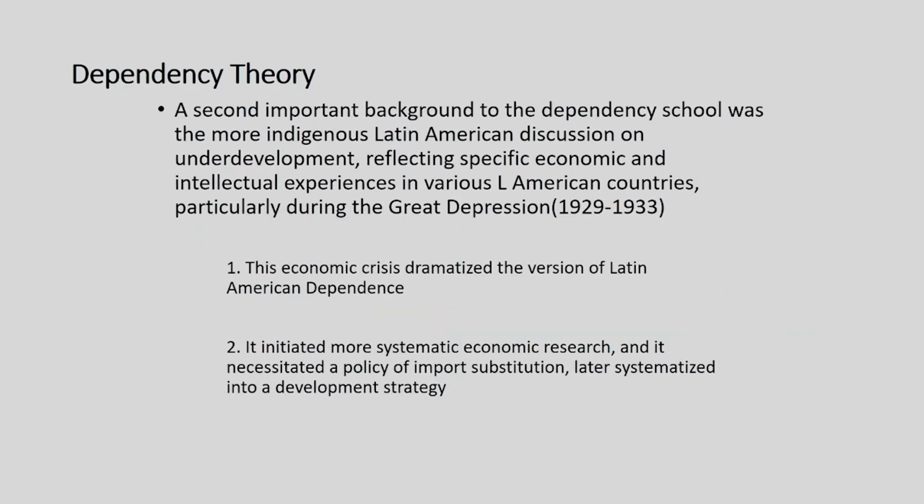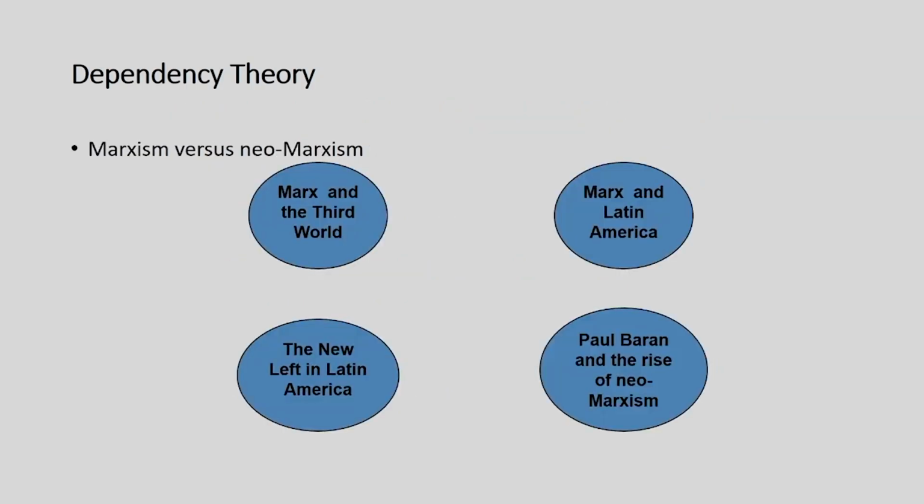A second important background to the dependency school was the more indigenous Latin American discussion on underdevelopment, reflecting specific economic and intellectual experiences in various Latin American countries, particularly during the Great Depression of the 1930s. The Great Depression, in the form of economic crisis, dramatized the vulnerability of Latin American dependence, initiated more systematic economic research, and necessitated a policy of import substitution, later systematized into a development strategy.